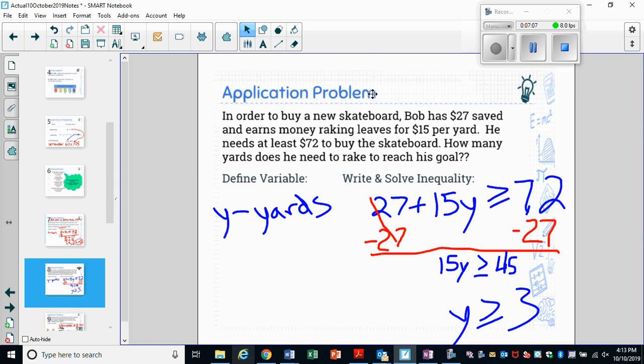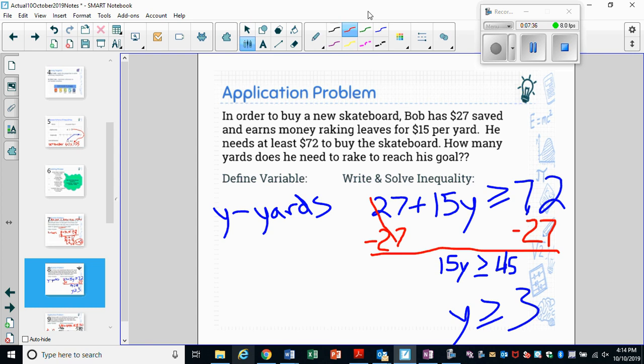Problem 8. Buying a skateboard. Bob started with $27, and he's raking leaves for $15 per yard. He needs at least $72 for the skateboard. So we're going to set y equal to yards. Inequality: 27 plus 15y greater than or equal to 72. Remember, at least 72 is the minimum.